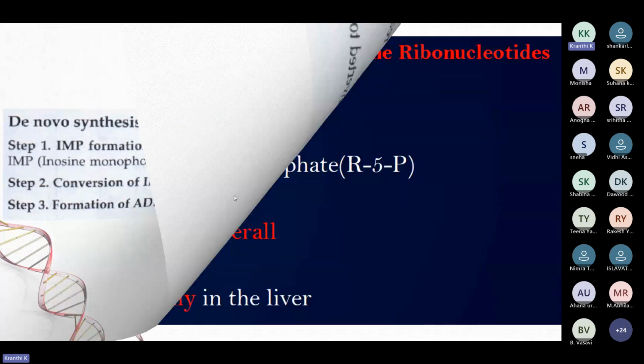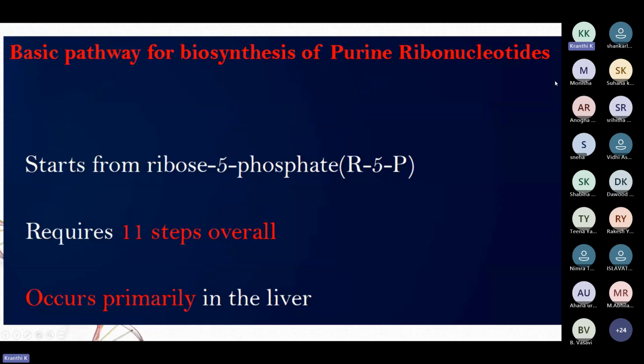Clear? Now, coming to the basic pathway. It starts from ribose 5-phosphate. Ribose 5-phosphate means sugar and phosphate, because we are creating a nitrogen base, that is the adenine or guanine. It needs a total of 11 steps overall. It occurs primarily in the liver or intestine.